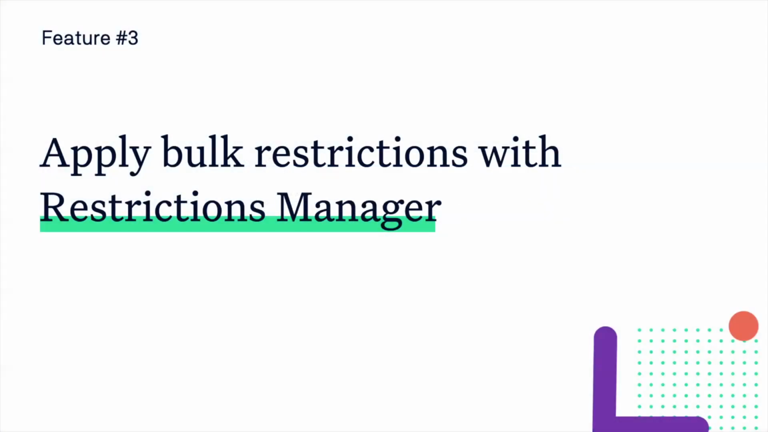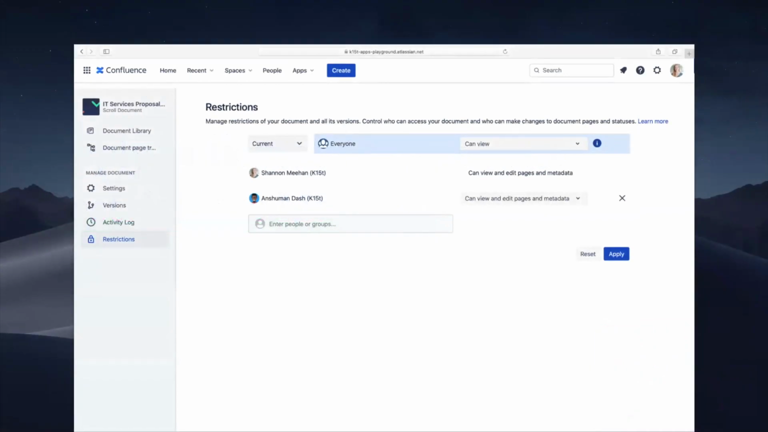With Scroll Documents, you'll be able to manage the restrictions of your document page tree using what we call the restrictions manager. It enables you to apply restrictions in bulk to all the pages in your document, thereby giving you more control and saving you time. You'll be able to add restrictions for users and groups and control who can view and edit the pages or update the metadata of your document.